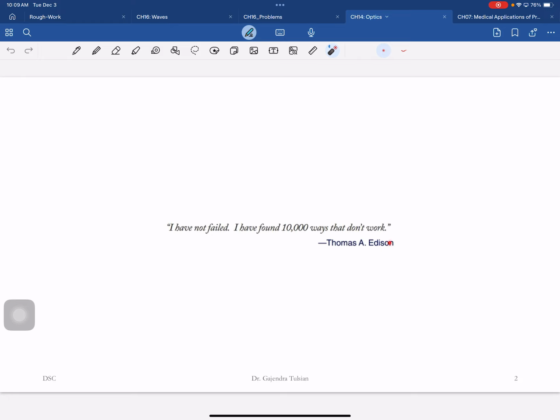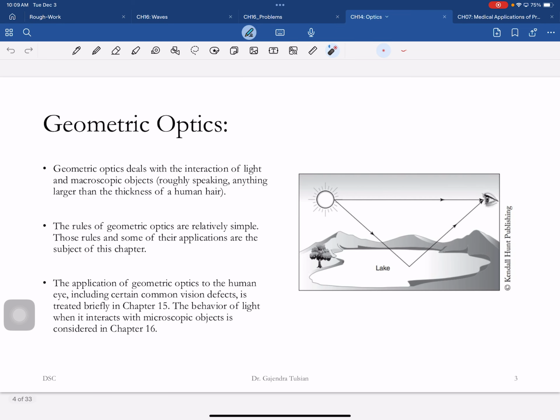By the way, Thomas Edison, who was considered one of the greatest inventors, had this to say: "I have not failed. I have found 10,000 ways that don't work." Okay, so this was when he was inventing the light bulb.